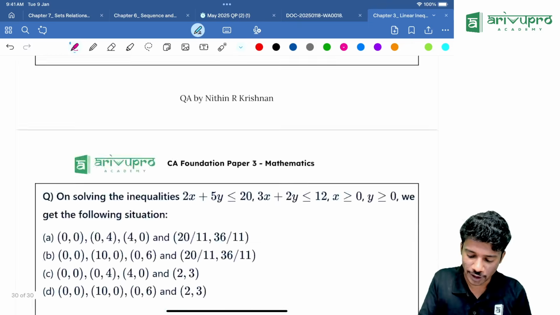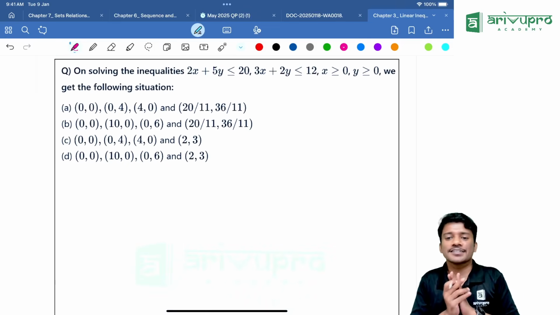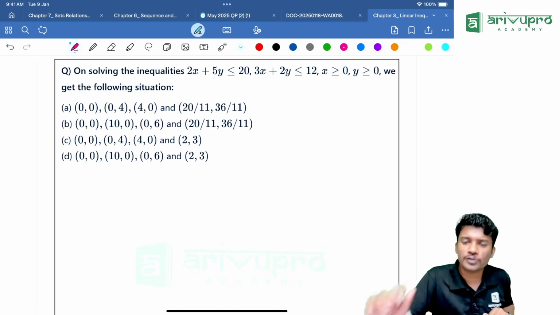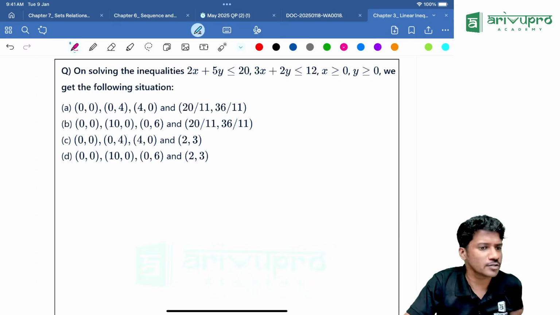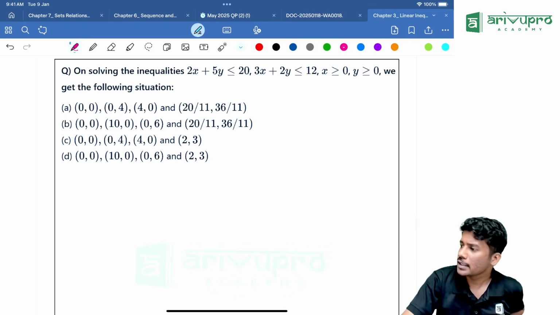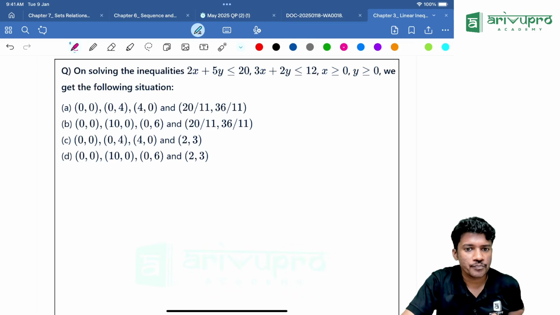Now the last question. Yes, this is the last question. This is the confusing question. And if you know how to solve this, your chapter is done. You can solve anything from this chapter. It's not a problem at all. Yes, try. Try, Thambi. Try.